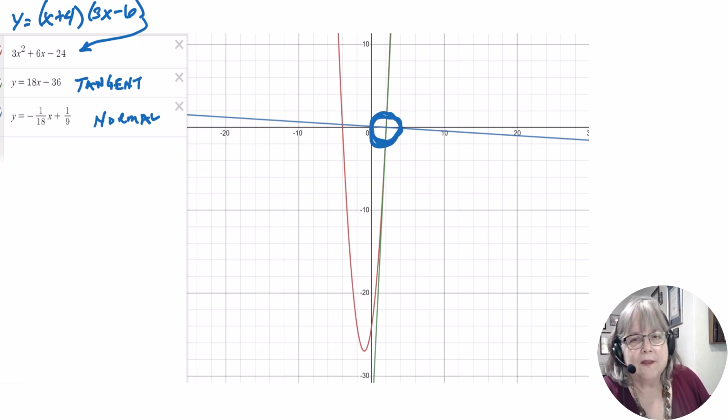Okay? So the product rule, let's rehearse one more time before we go. The product rule is the derivative of a product is the first times the derivative of the second plus the second times the derivative of the first, and then you do massive cleanup.